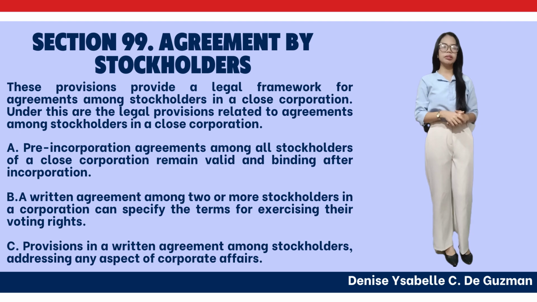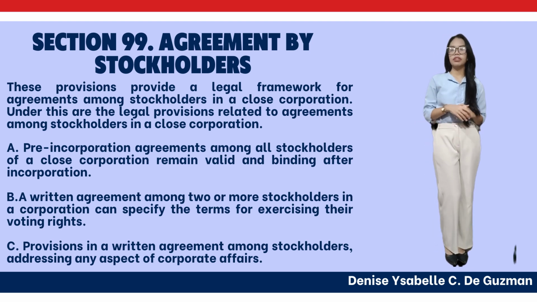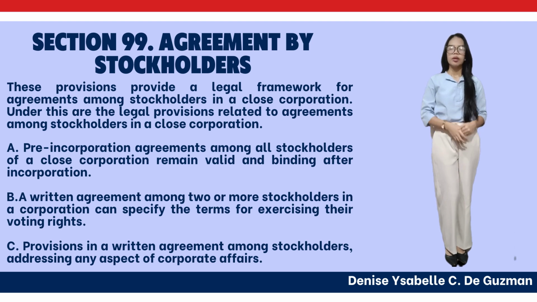Section 99, Agreement by Stockholders. These provisions provide a legal framework for agreements among stockholders in a closed corporation, emphasizing the survival and enforceability of pre-incorporation agreements, the establishment of voting rights, non-partnership status, limitations on interference with board powers, and the imposition of fiduciary duties on actively engaged stockholders. Under this are the legal provisions related to agreements among stockholders in a closed corporation.